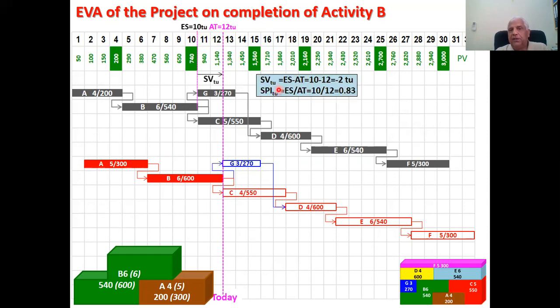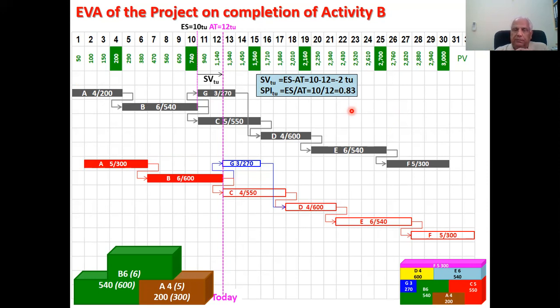Comparison, schedule variance in time units: 10 minus 12, that is minus 2 units. But if you're keen on applying the formula, it is ES minus AT. ES divided by AT for the index. And if you are keen on formulas, please don't get the sequence wrong. Otherwise, your sign will be opposite, which will mislead you completely.